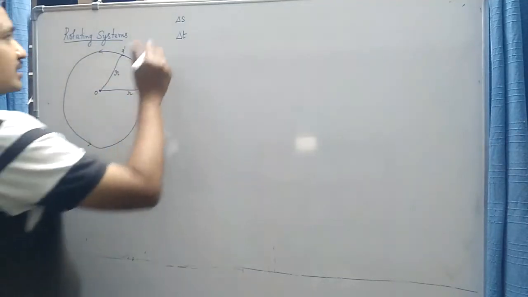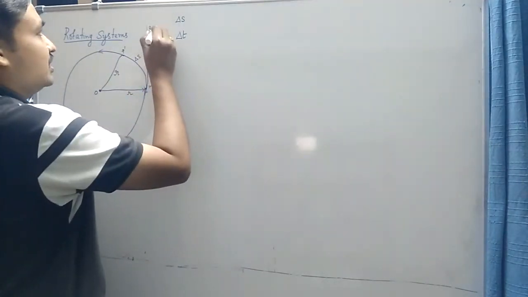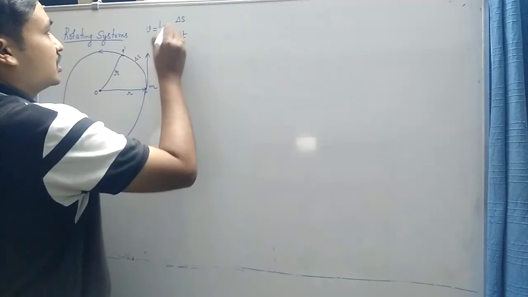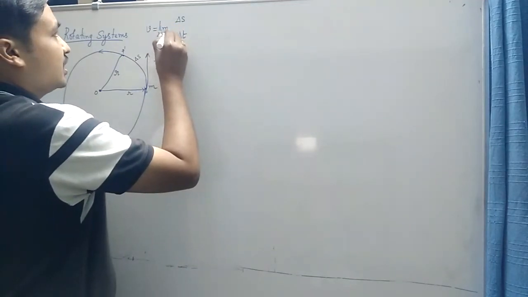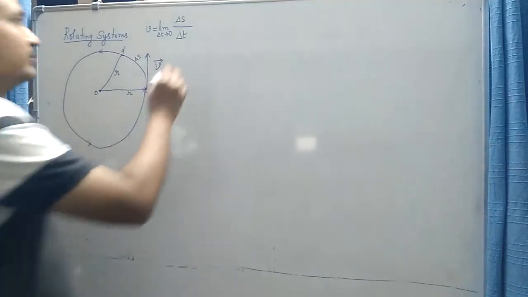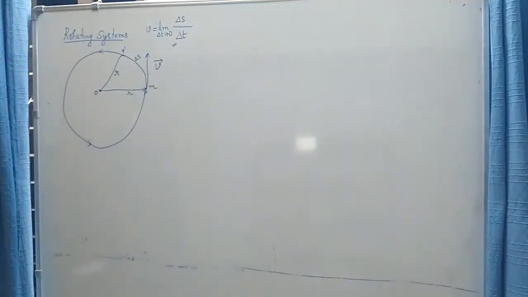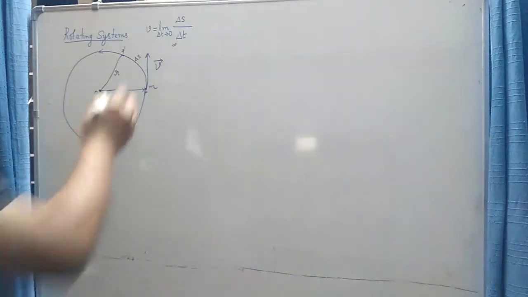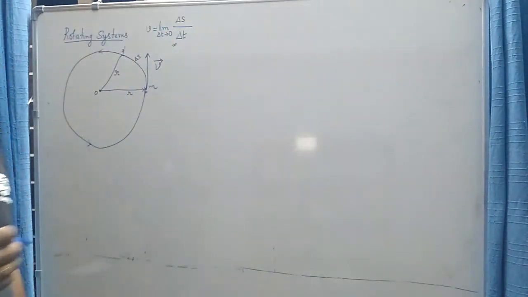Then we can express the velocity of the particle, v, as the limit as delta t tends to 0 of delta s divided by delta t. This is the definition of velocity you have studied in physics, the rate of change of displacement with respect to time. It is the total distance traveled divided by the total time. That is the definition of velocity.